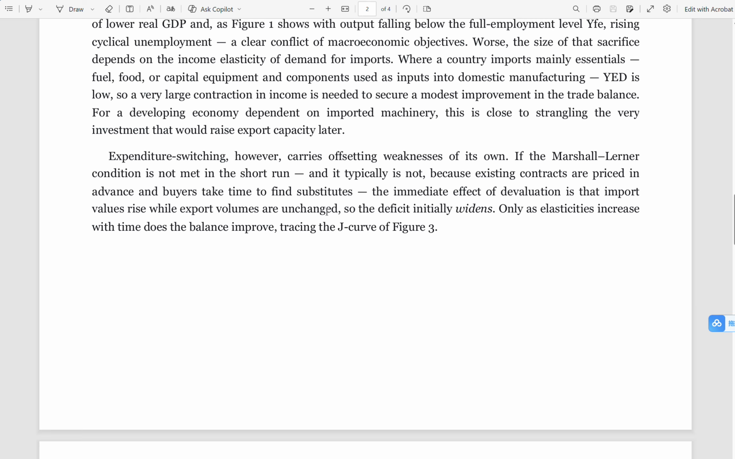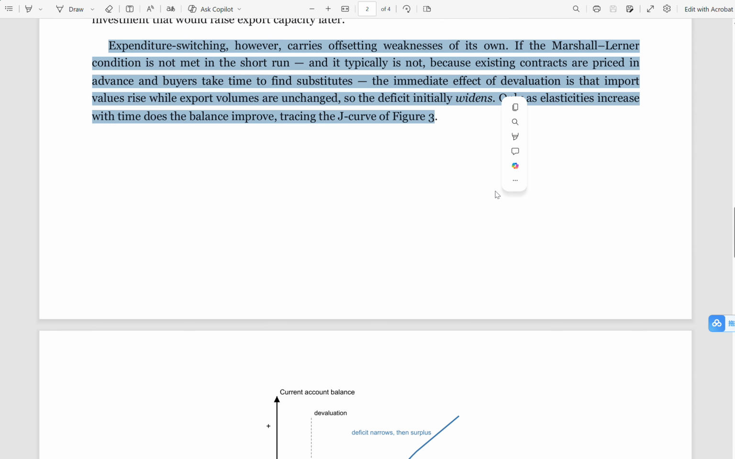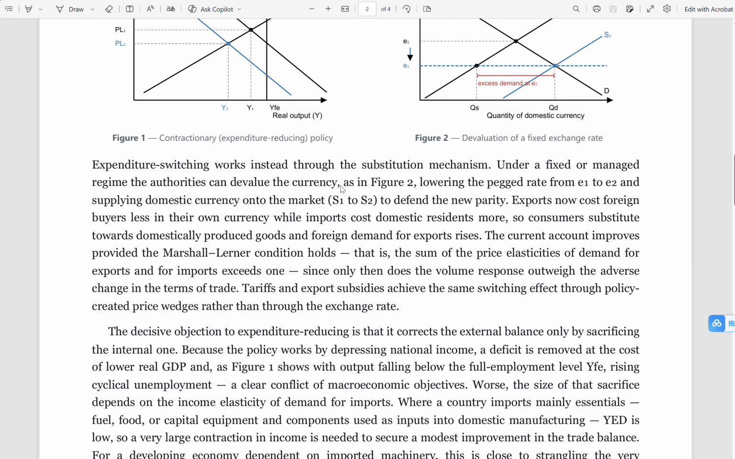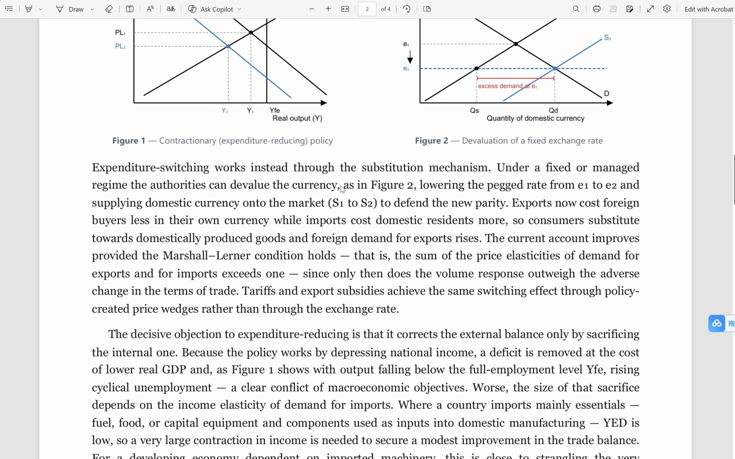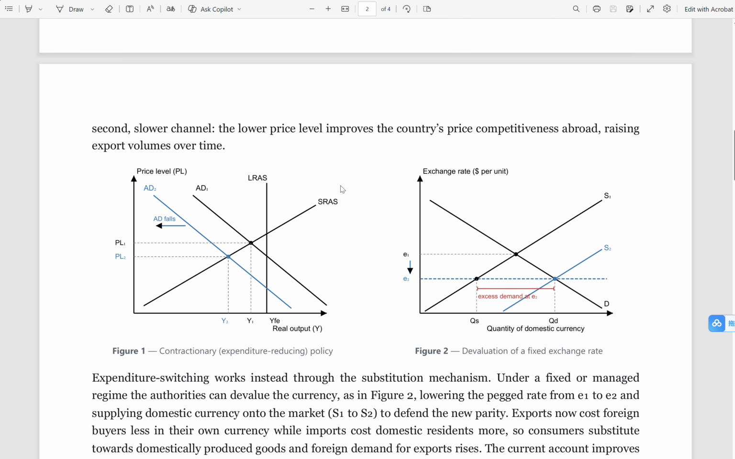If the Marshall Lerner condition is not met in the short run, and typically it's not because existing contracts are priced in advance and buyers take time. So, yeah, I think this is a very important point for you to bring up, because when we talk about very ideal economic models that simply do not capture the reality that we're living in. For example, we have contracts that are signed beforehand.